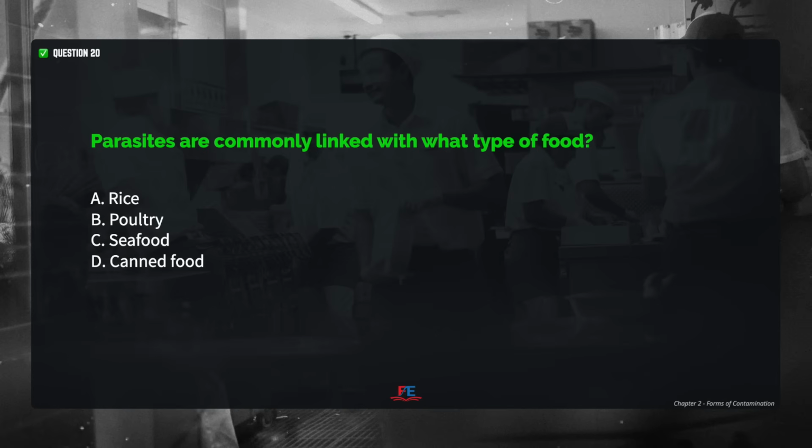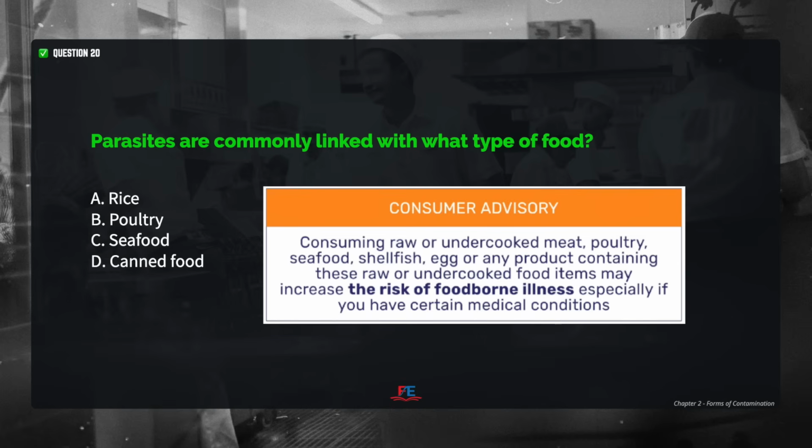You might have seen this advisory posted inside a restaurant or on the menus, and I guarantee you next time you go out to eat, it's going to be somewhere on almost every menu because it prevents a lawsuit. It is the consumer advisory notice, which says consuming raw or undercooked meat, poultry, seafood, shellfish, egg, or any product containing these raw or undercooked food items may increase the risk of foodborne illness, especially if you have certain medical conditions. So it's important that you pay attention to these things because they appear. And as a manager, you need to be aware of them, but you also need to know how to prevent them.